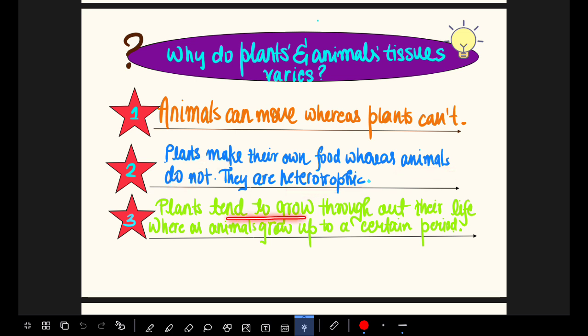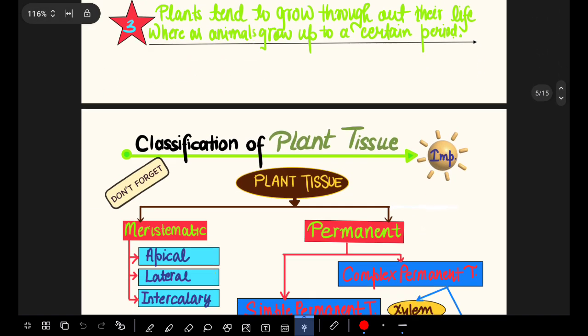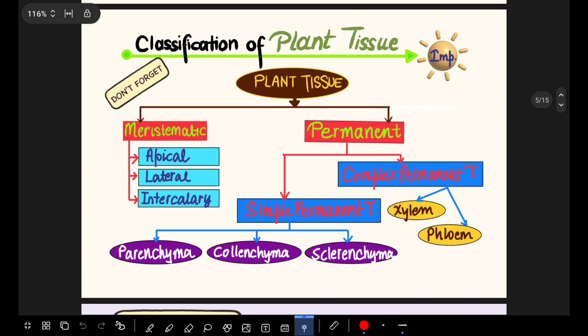Plants tend to grow throughout their life. There is no limit, whereas animals stop growing after a period of time in their life. So this is the basic difference. Now classification of plant tissue, very important, don't forget it. About 40% of the chapter is this table only. The table helps you memorize things easily.